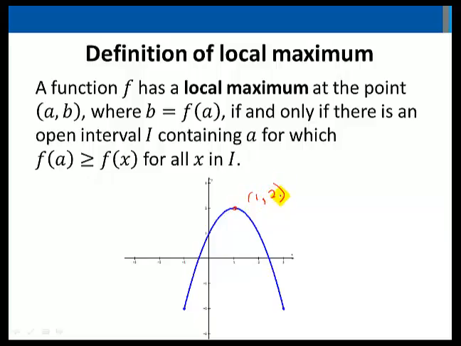There is an open interval of x values here. So this is our x value of 1. There's an open interval of x values containing x equals 1, for which f of 1 equals 2 here is greater than or equal to our corresponding y values, our f of x values. Okay, we can actually say here that there's a local maximum at the point (1, 2). The local maximum is defined to be the y value, y equals 2.